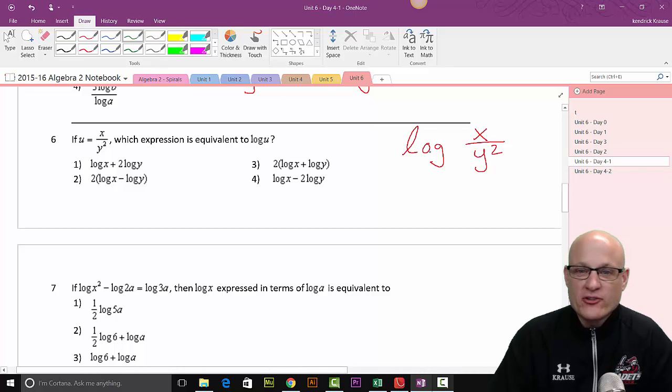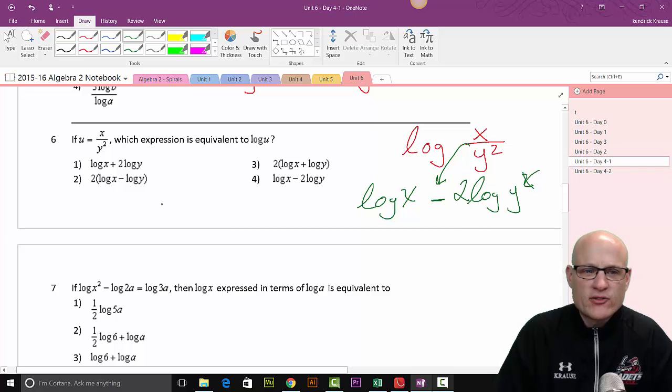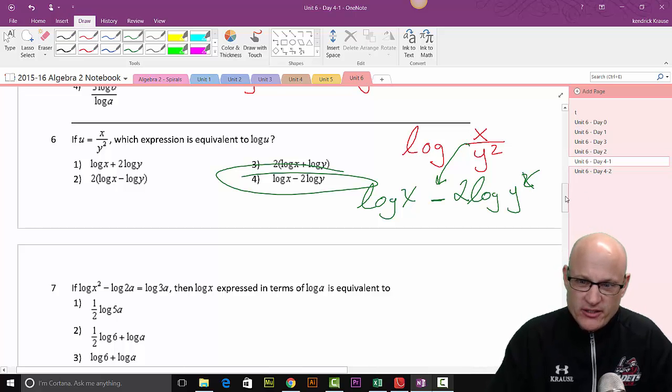So this division will turn into subtraction, and so we get log of x minus the log of y squared. But remember, this squared slides out front, so log x minus 2 log y. Ka-chow! Woo!